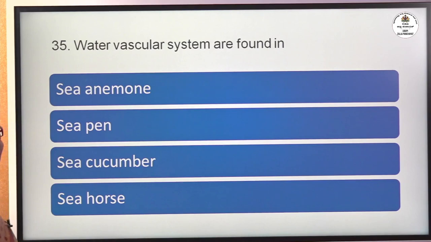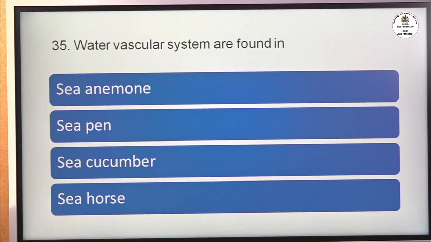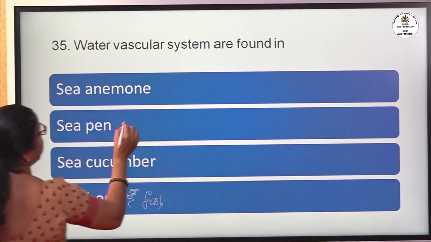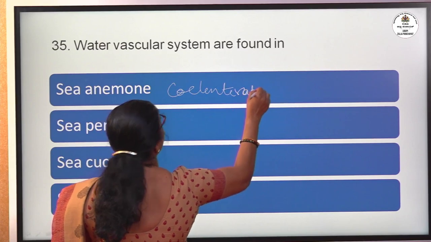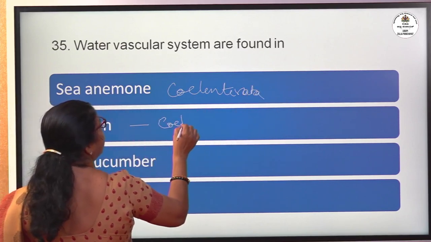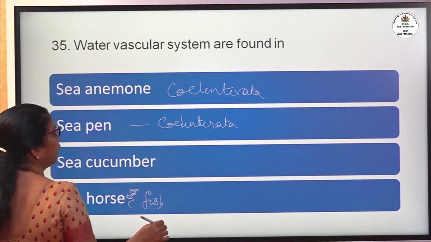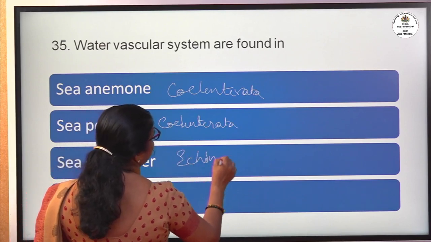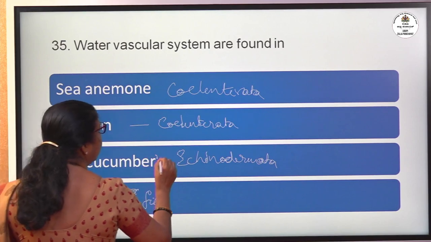Water vascular system is found, as I have already mentioned, in echinoderms. So, which is an echinoderm here? All options are with the prefix sea. Seahorse is a true fish. Then, sea anemone is Cnidaria. Sea pen is also a member of Cnidaria. Sea cucumber or holothurian is an echinoderm, a member of Echinodermata. Members of Echinodermata have the water vascular system.